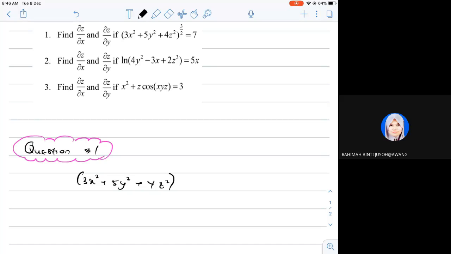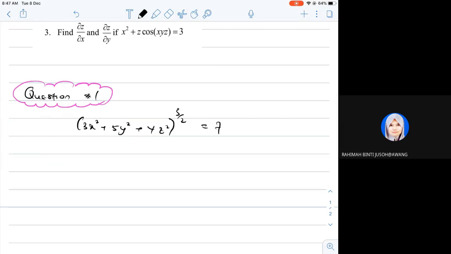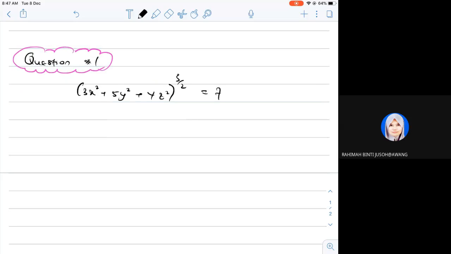Alright, now to the power of 3 over 2 equals to 7. Okay, guys, I want you to write down everything. Right, tulis sekarang ni. First method. Okay, this is the first method. So how do we solve this by using the first method? Is by direct differentiation. Okay, differentiate both sides.